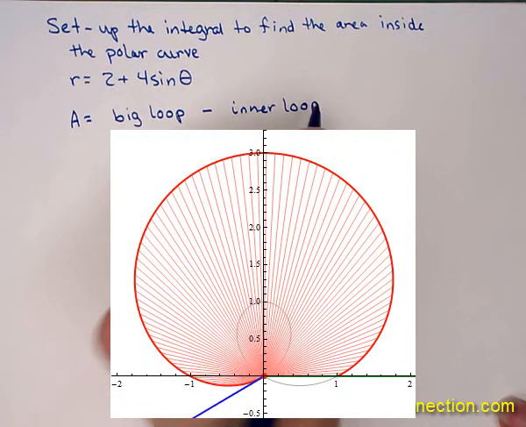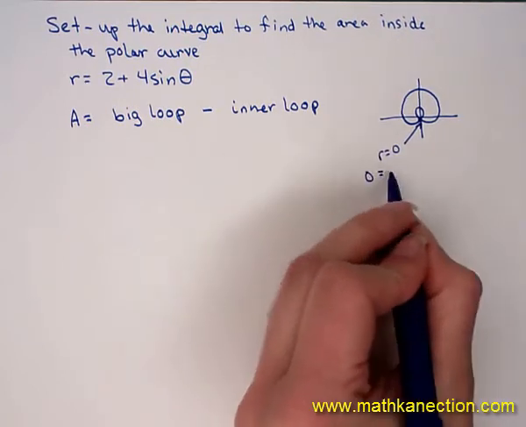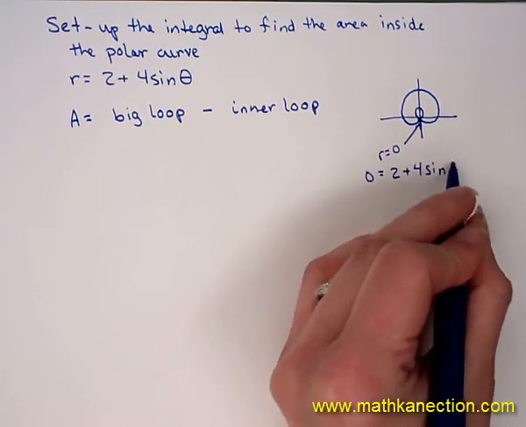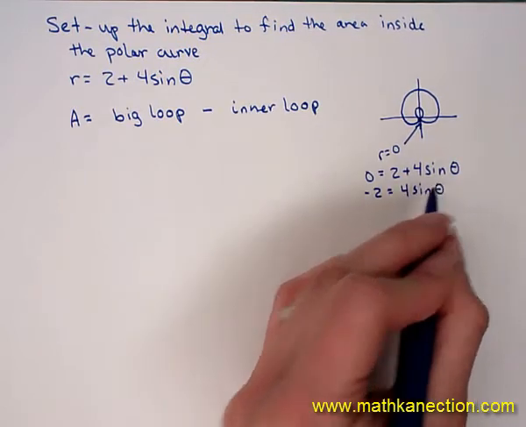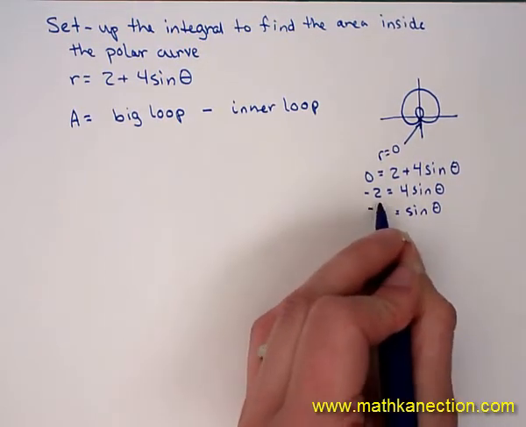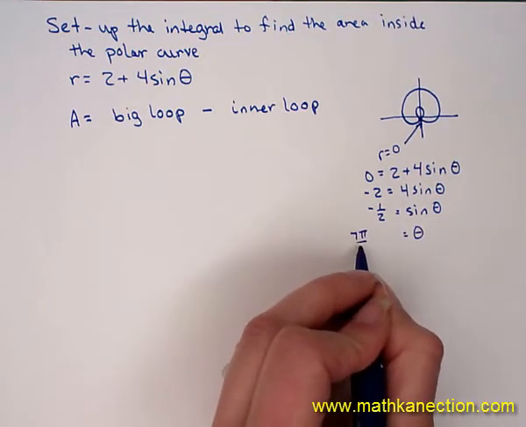You can see the area traces over itself, so we have an inner loop laying on top of the outer loop. So to just find the area inside, we're going to need to subtract out that inner loop that lays over the outer loop. So setting r equal to 0 and solving for theta to find out when the inner loop is created, we get theta is equal to 7 pi over 6 and 11 pi over 6.